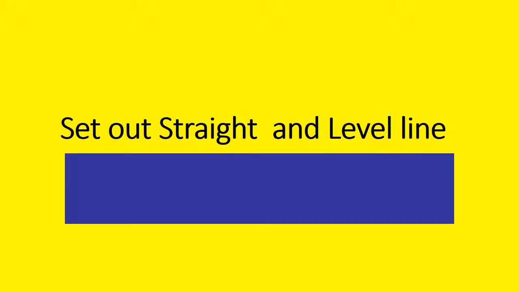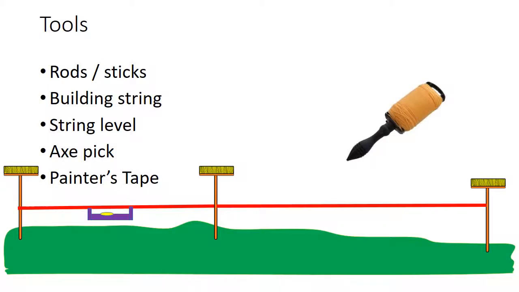Now you will have to start and set out a straight and a level line. The tools you will need are rods or sticks. I indicated it here with broom stalks. You need a string level and a building string. The level you use, of course, to get the level. And then an axe pick to make a hole, as well as painter's tape.